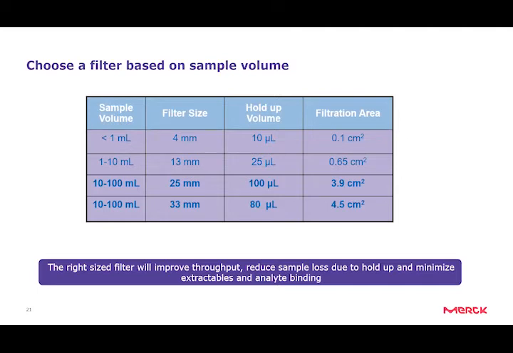And on the other hand, if you use a 33 millimeter syringe filter for filtration of 0.5 milliliters or 500 microliters of sample, you might lose a significant amount of sample to the filter itself. And you might see a higher level of analyte binding and extractables.